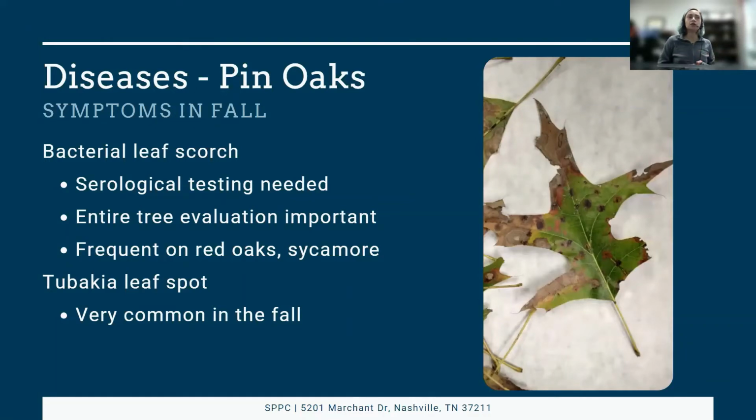This pathogen is also seen on other oaks in the red oak family, and I have seen it pretty frequently on sycamore trees as well. So this is a big one, and you'll start to see dieback symptoms and leaf scorch symptoms in the top of the canopy, and it will spread down.